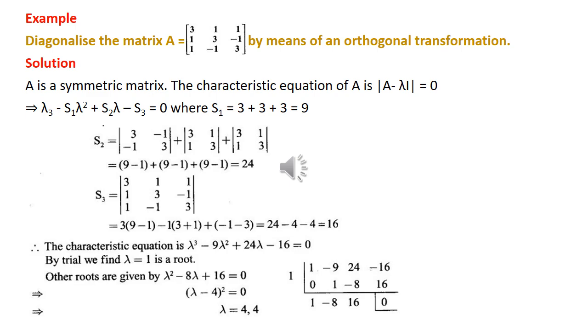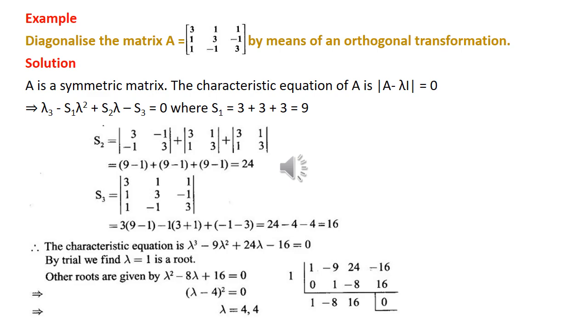Now we find all the three things s1, s2, s3 and substitute these three things into the formula. We get the characteristic equation lambda cube minus 9 lambda square plus 24 lambda minus 16 equal to 0. Now we need to find the roots of this equation, which are called eigenvalues.